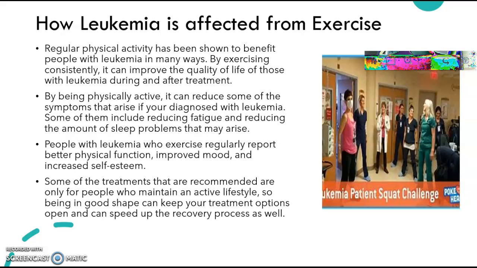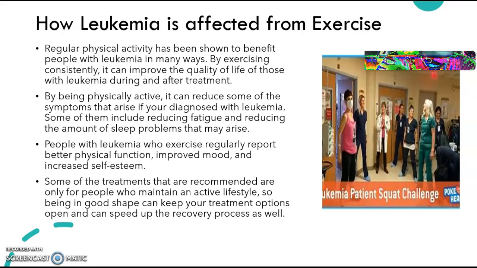All right, so how leukemia is affected by exercise. I have some things listed here that I found while researching this topic. Regular physical activity has been shown to benefit people with leukemia in many ways. So basically, staying on your feet, staying active, staying moving around, not staying sedentary. It can improve the quality of life of those with leukemia who are in the process of getting treated and after treatment.